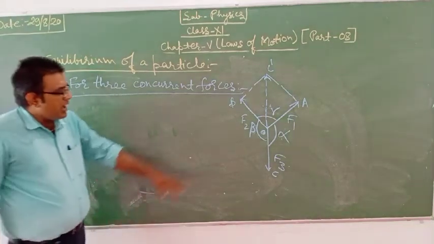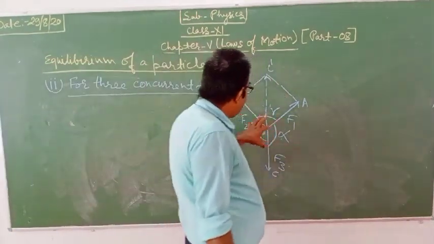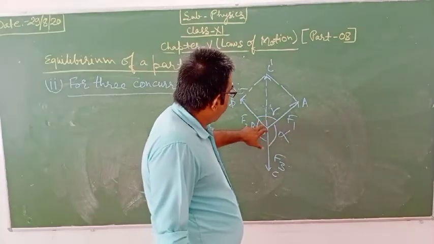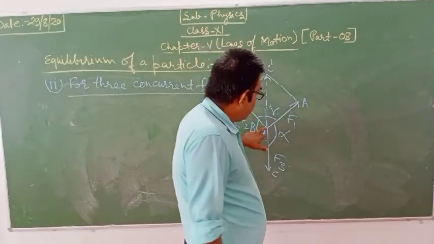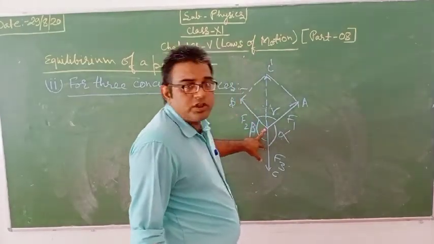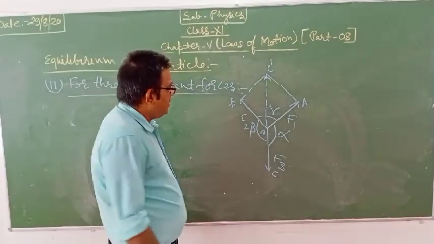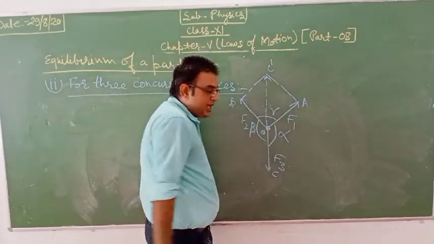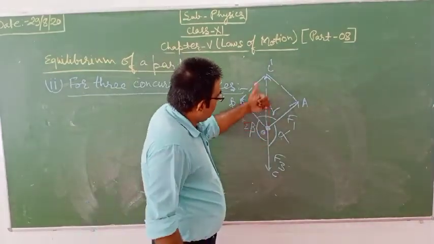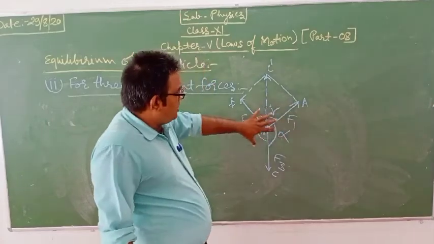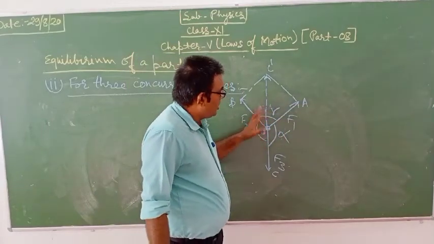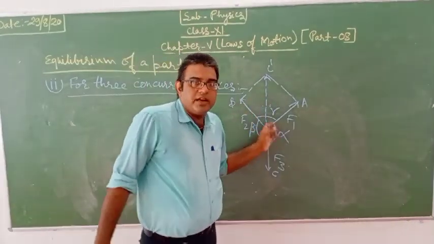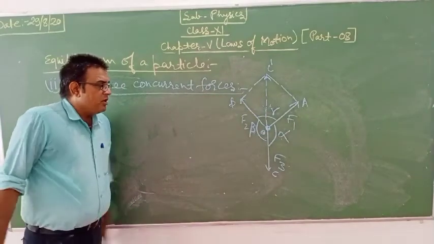So these concurrent forces are said to be in equilibrium if the force OC dash is equal to the force OC. Meaning these forces become equal and opposite, the resultant of these two forces, OC dash and OC, is equal and opposite, and they cancel each other, and the net force at point O is equal to 0. Then these three forces F1, F2 and F3 are said to be in equilibrium.